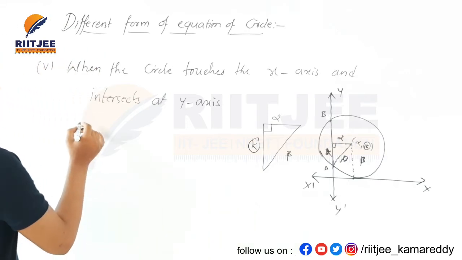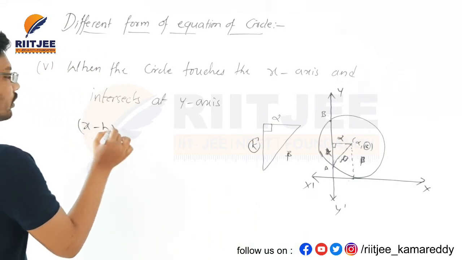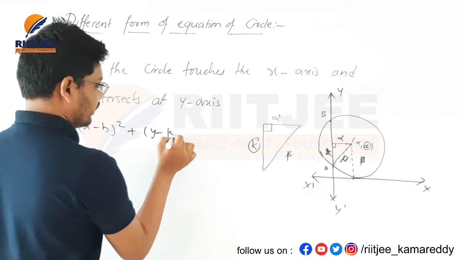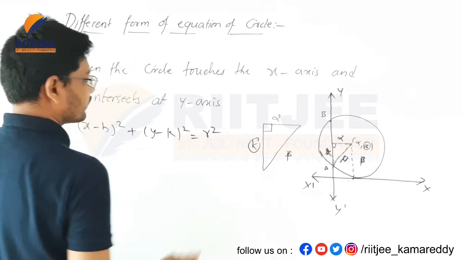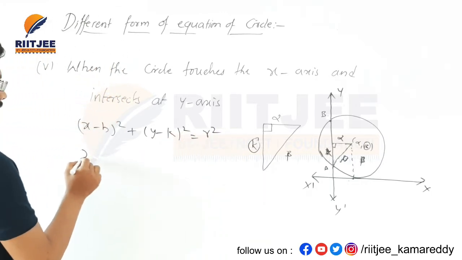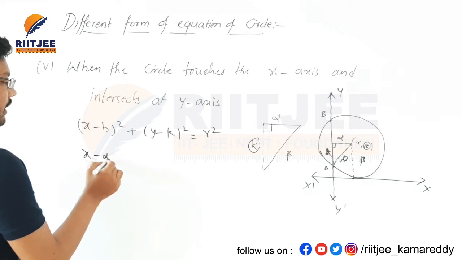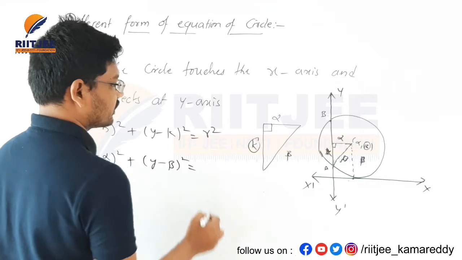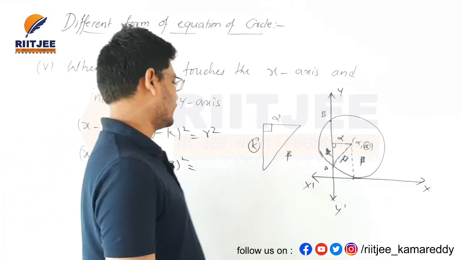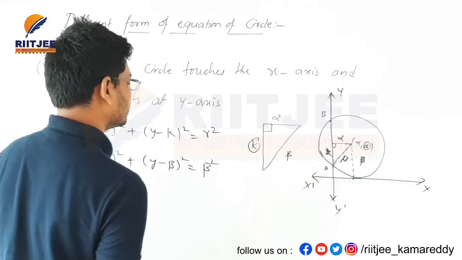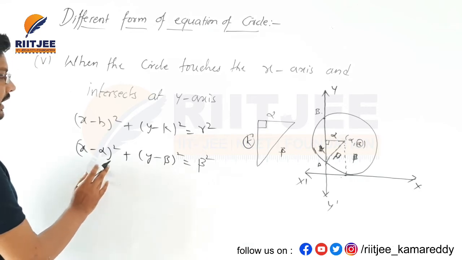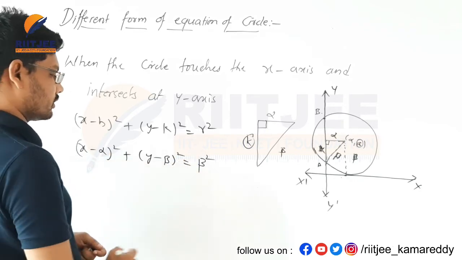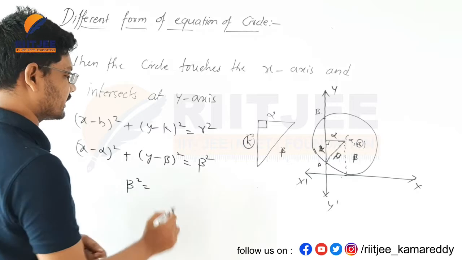The equation of circle is x minus h whole square plus y minus k whole square equals r square. Let's substitute the values here: x minus alpha whole square plus y minus beta whole square is equal to r square, which is nothing but beta square. This is the equation of circle.